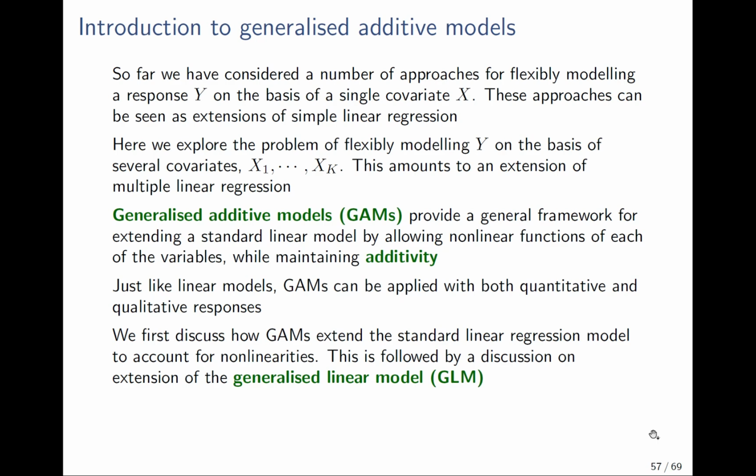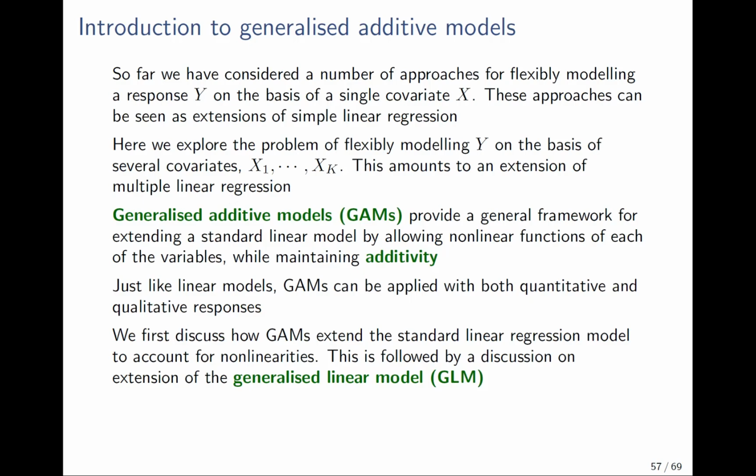So I now want to turn to problems where we're not interested just in a nonlinear relationship between y and one independent variable, but between y and multiple independent variables. So far we've considered various approaches for flexibly modelling the relationship between y and a single covariate x. These are extensions of simple linear regression, as we've shown. But we want to now look at the problem of flexibly modelling y on the basis of several covariates, which amounts to an extension of multiple linear regression.